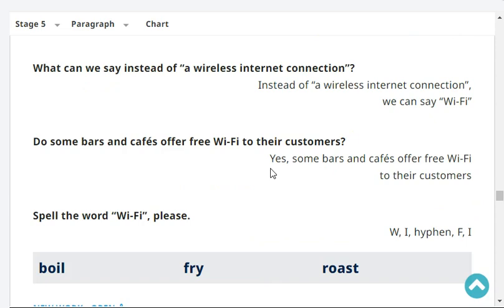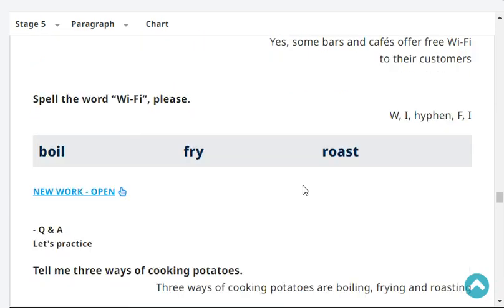Do some bars and cafes offer free Wi-Fi to their customers? Yes, some bars and cafes offer free Wi-Fi to their customers. Right, spell the word Wi-Fi, please. W-I hyphen F-I.